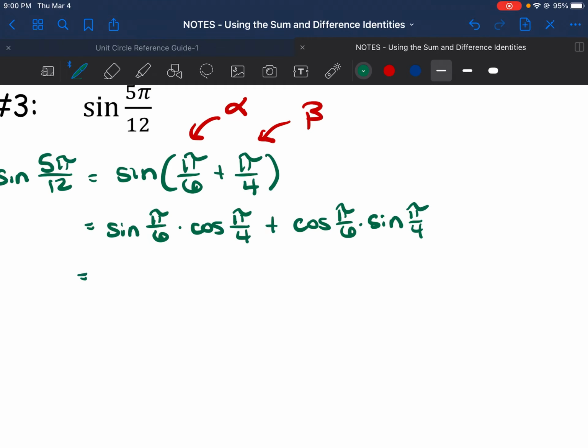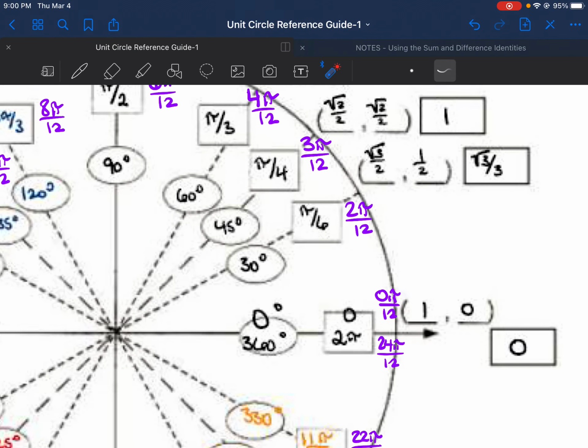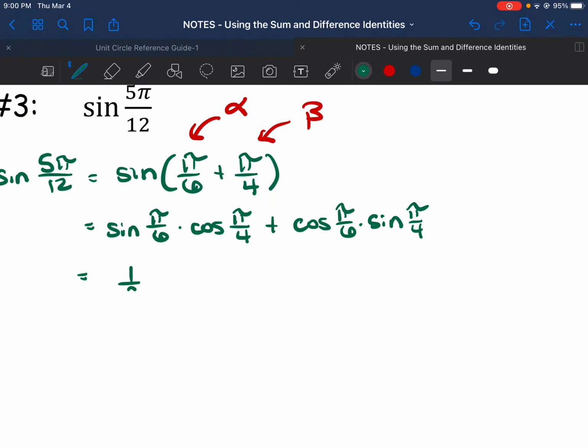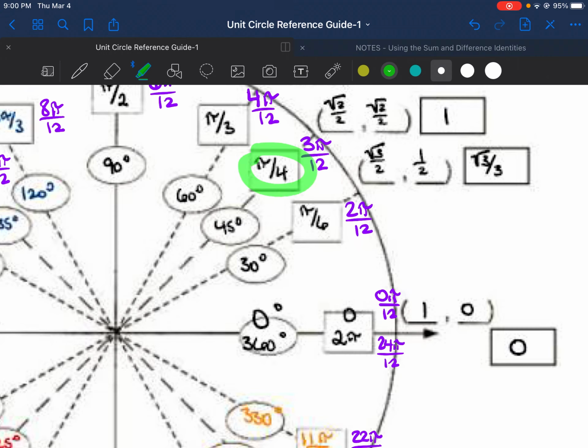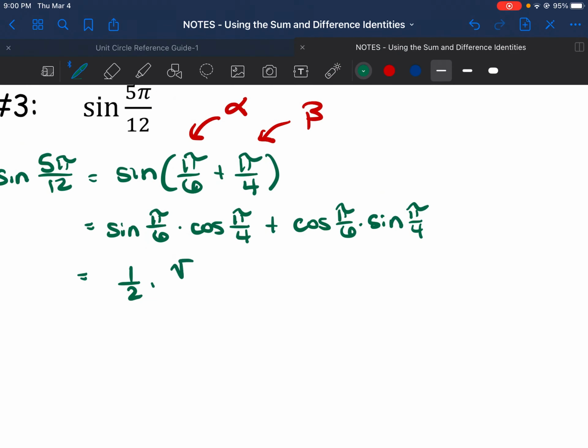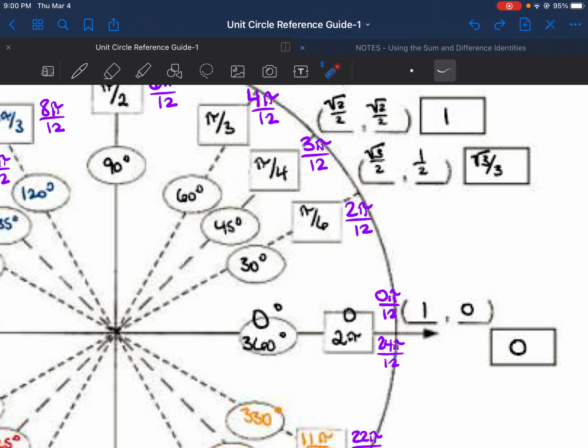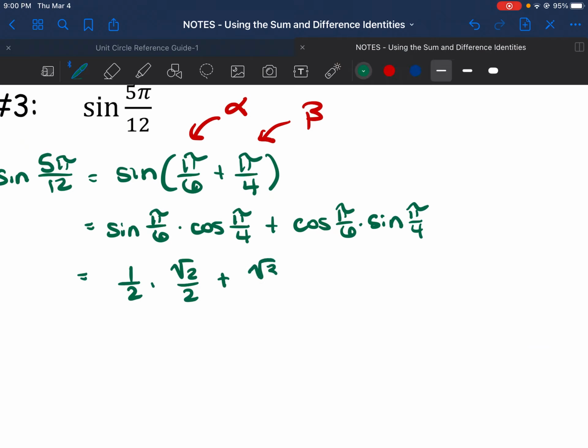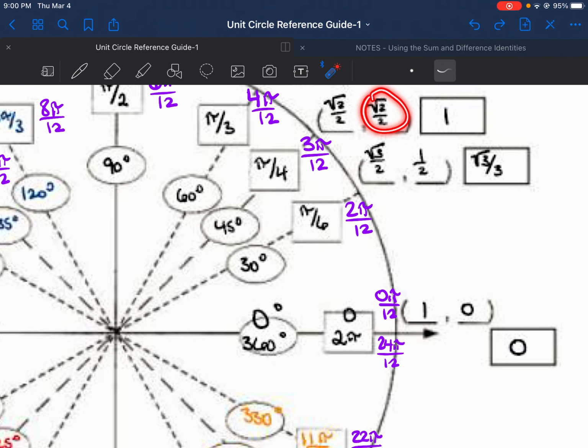Now let's jump over to our unit circle and start pulling off these values. We want sine of pi over 6 first. Here's pi over 6. Sine is the y value, so that's 1/2. Then we want cosine of pi over 4. Here's pi over 4. Cosine is the x value, so square root of 2 over 2. Now we'll do cosine of pi over 6. Here's pi over 6. Cosine again, x value, square root of 3 over 2. And then lastly, we want the sine of pi over 4. Here's pi over 4. The sine is the y value, square root of 2 over 2.